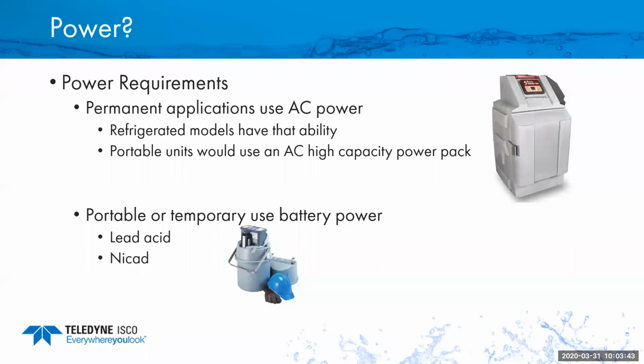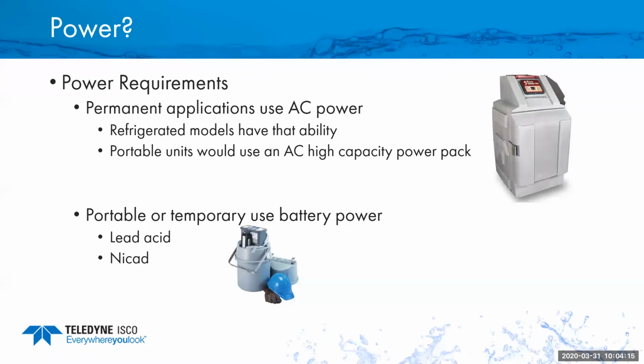Another good thing to consider is what you are going to have for a power source at your site. Most permanent applications will use an AC power source. The refrigerated units that we have out there are going to need an AC power source. The refrigeration on these units is similar to a household refrigerator. They require too much power to run effectively off of a DC power source. So we do have to have an AC power source for most permanent type ones.